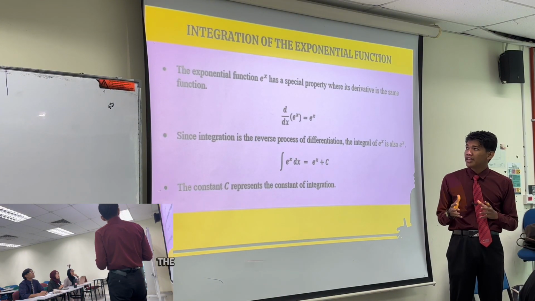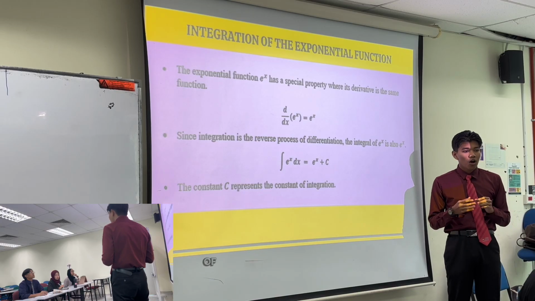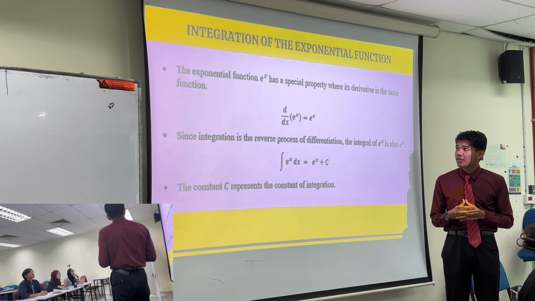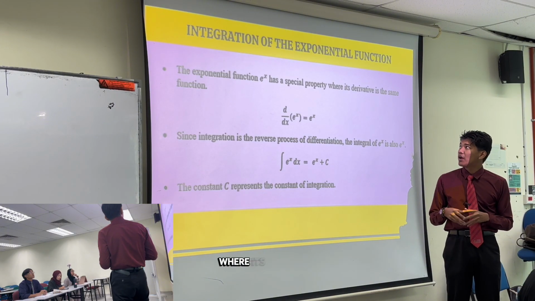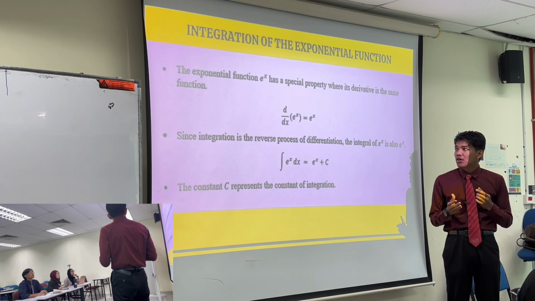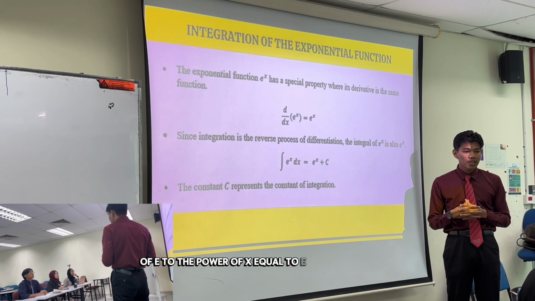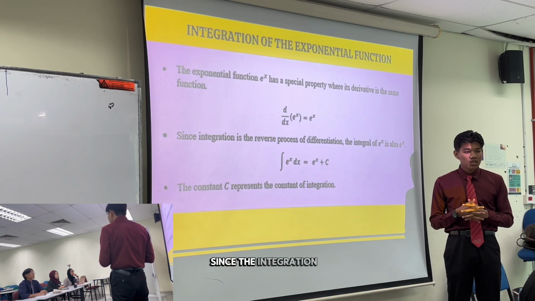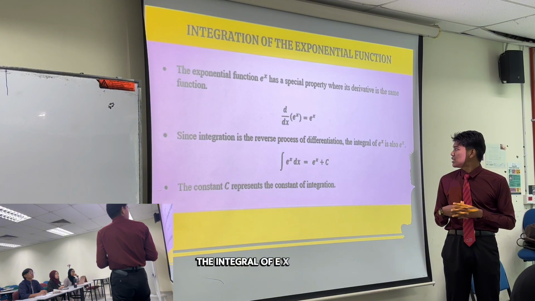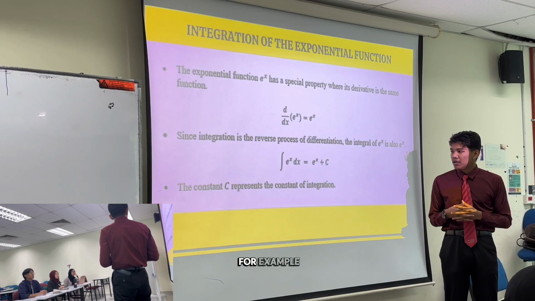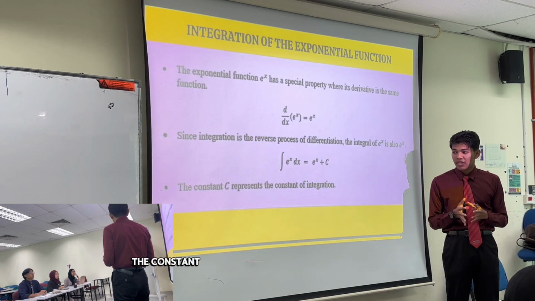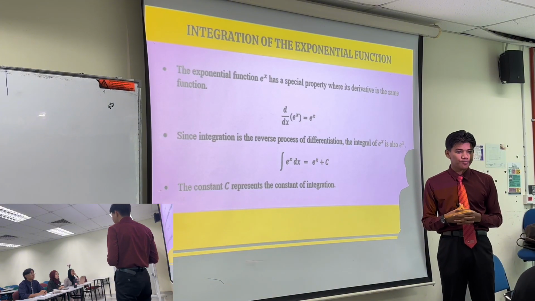Now, we will explore the integration of the exponential function e to the power of x. What makes this function special? This function has a special property where its derivative is the same function, which is d over dx of e to the power of x equals e to the power of x. Since integration is the reverse process of differentiation, the integral of e^x is also e^x. For example, the integration of e^x dx equals e^x plus c. The constant c represents the constant of integration.